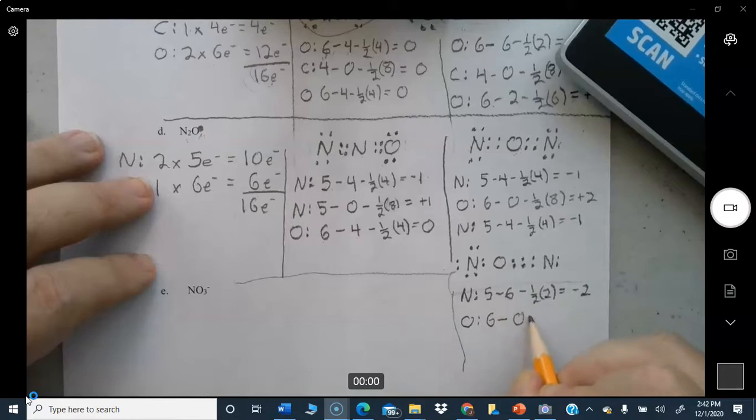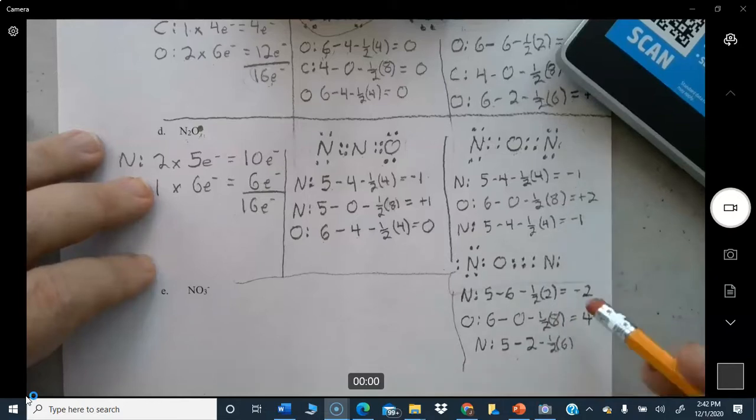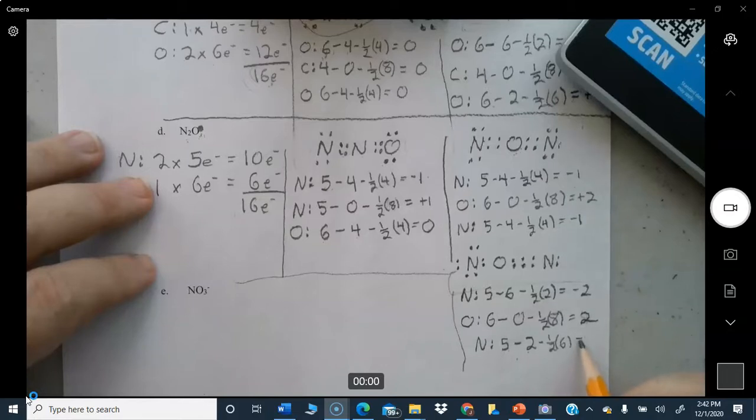6 minus 0 minus. So I don't know where I got that from. Moving a little too fast there. 6 minus 4 is 2. Okay, and then 5 minus 2 is 3, and half of 6 is 3, so that's 0.